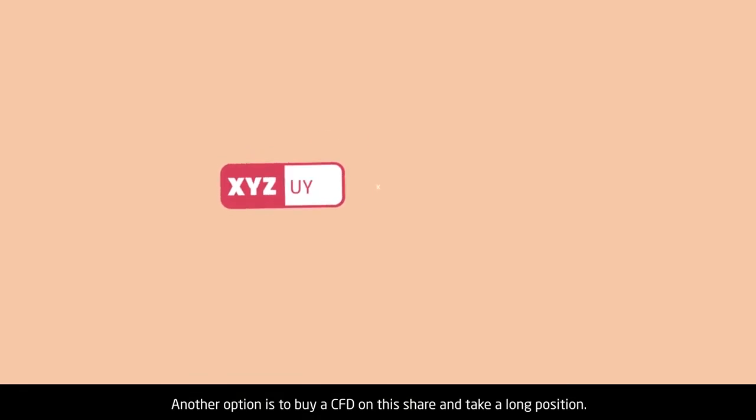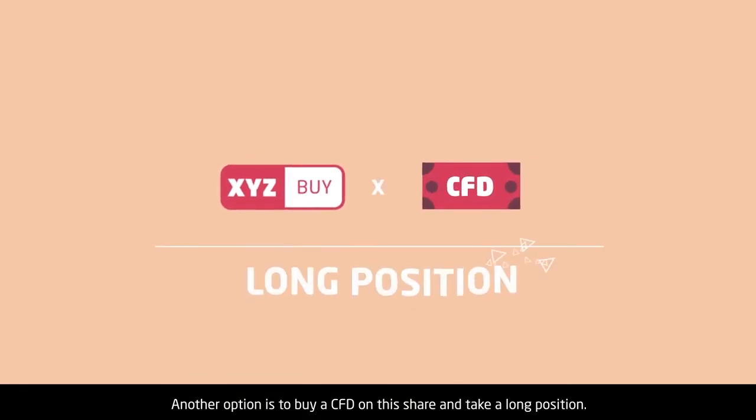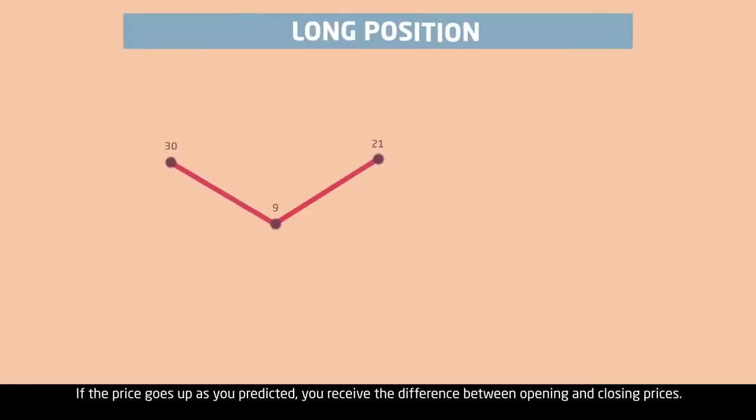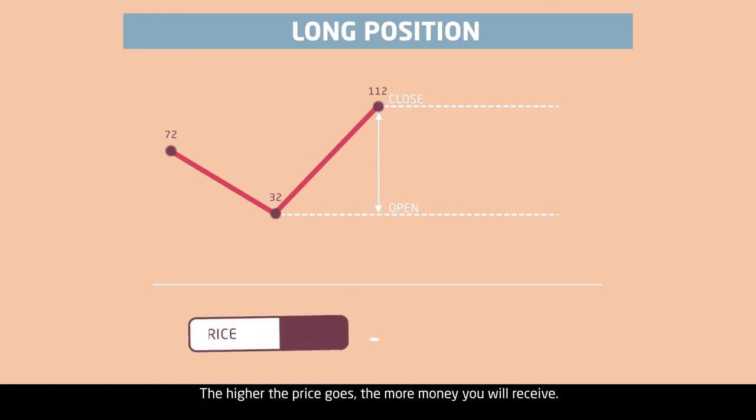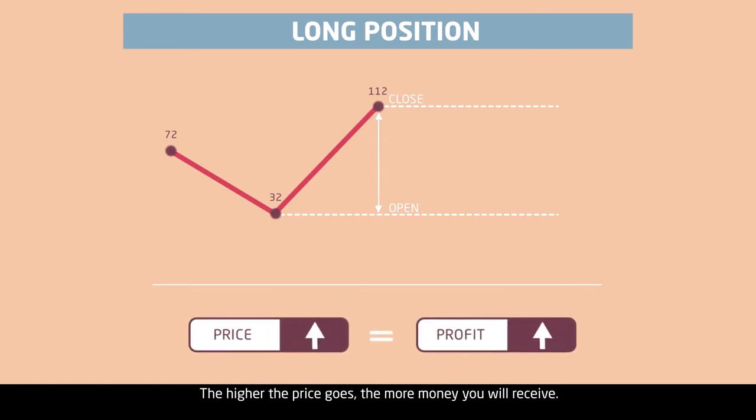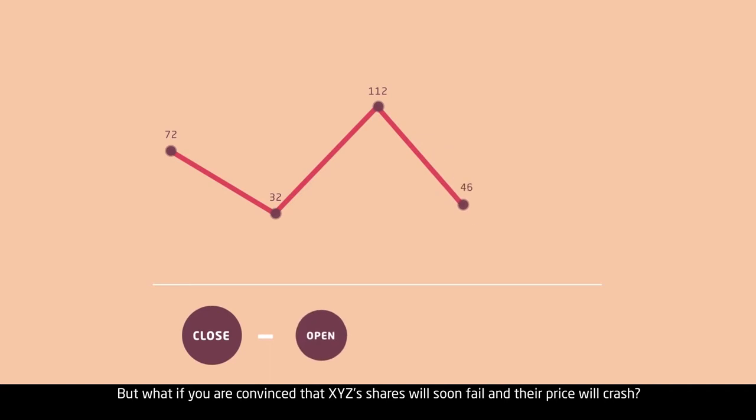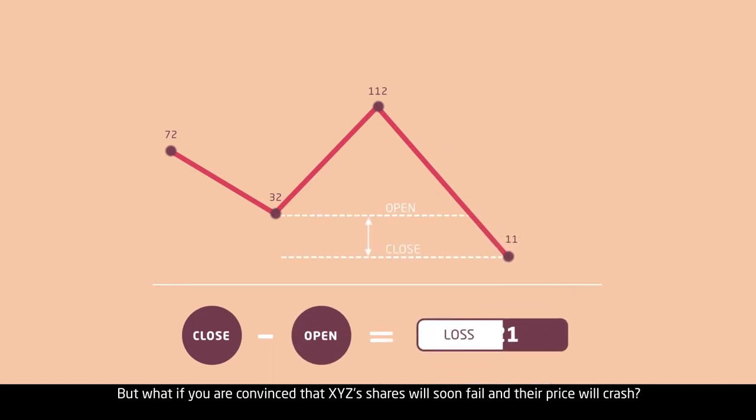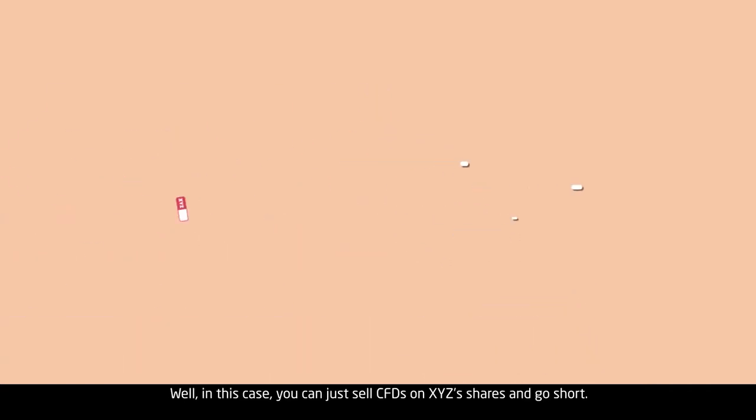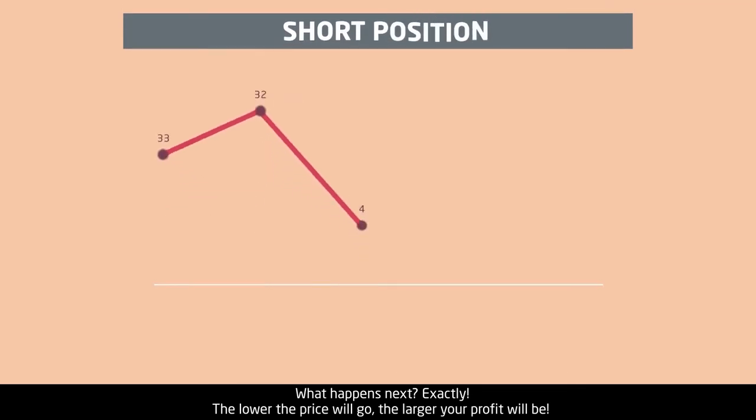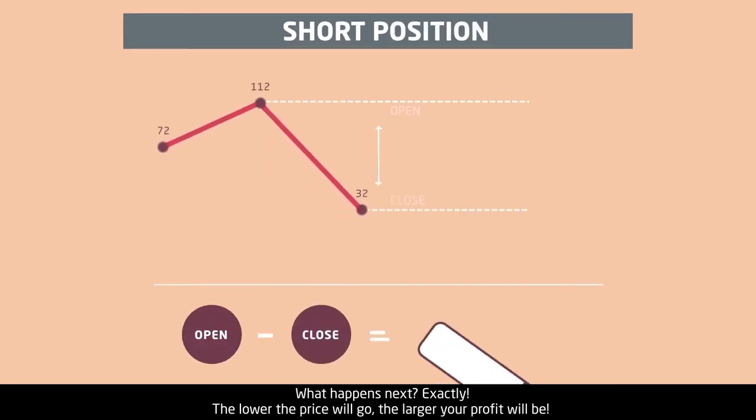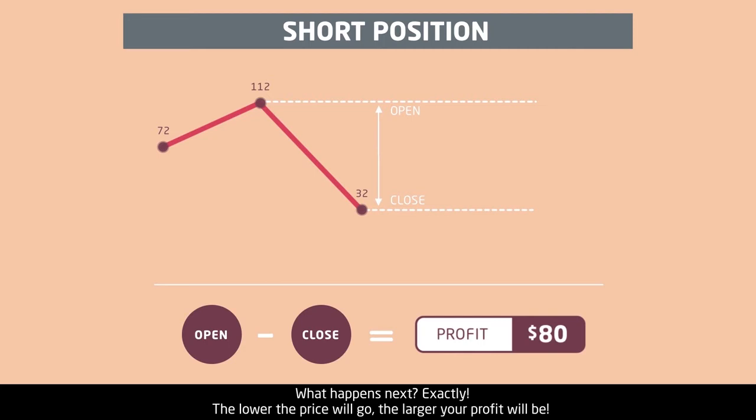Another option is to buy a CFD on this share and take a long position. If the price goes up as you predicted, you receive the difference between the opening and closing prices. The higher the price goes, the more money you will receive. But what if you are convinced that XYZ shares will soon fail and their price will crash? Well, in this case, you can just sell CFDs on XYZ shares and go short. What happens next? Exactly. The lower the price will go, the larger your profit will be.